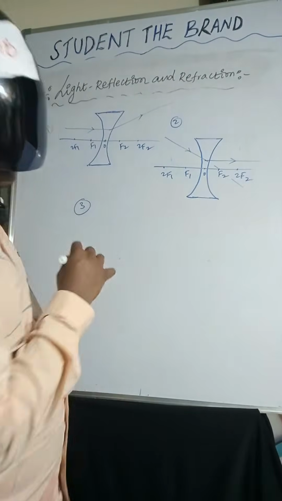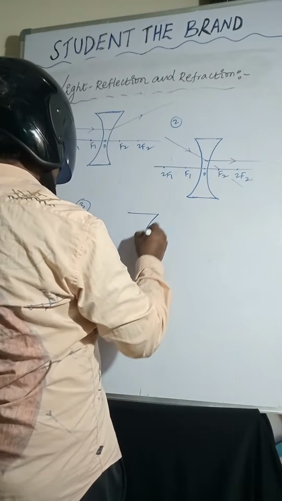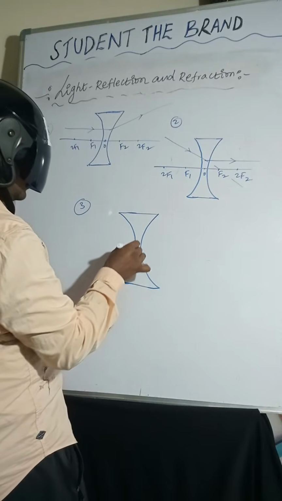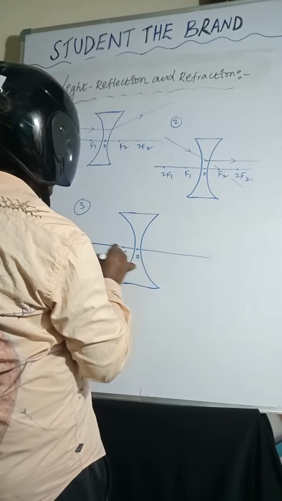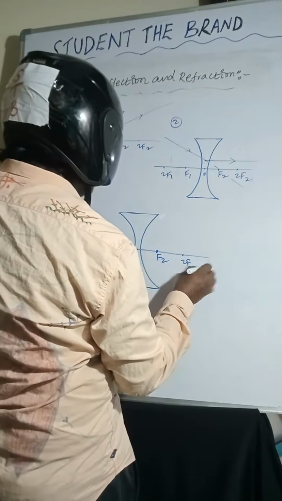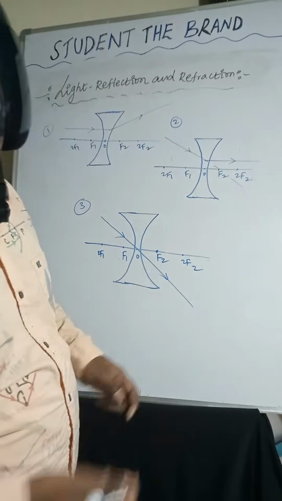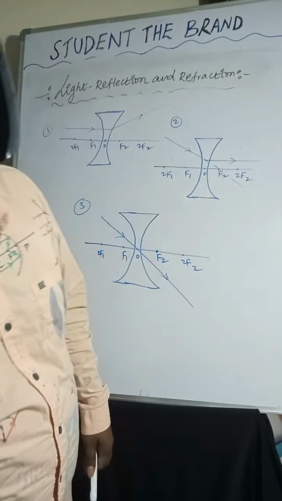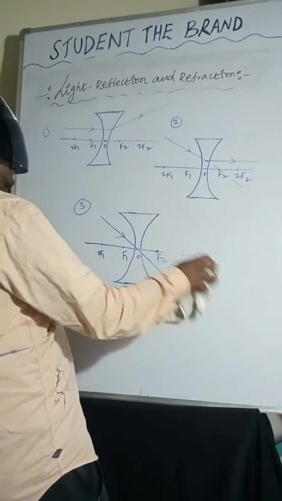Coming to the third one. Optic center, F1, 2F1, F2, 2F2. Light rays passing through optic center, no deviation takes place. Okay, so it passes in the same direction. So these are the three ray rules of concave lens.